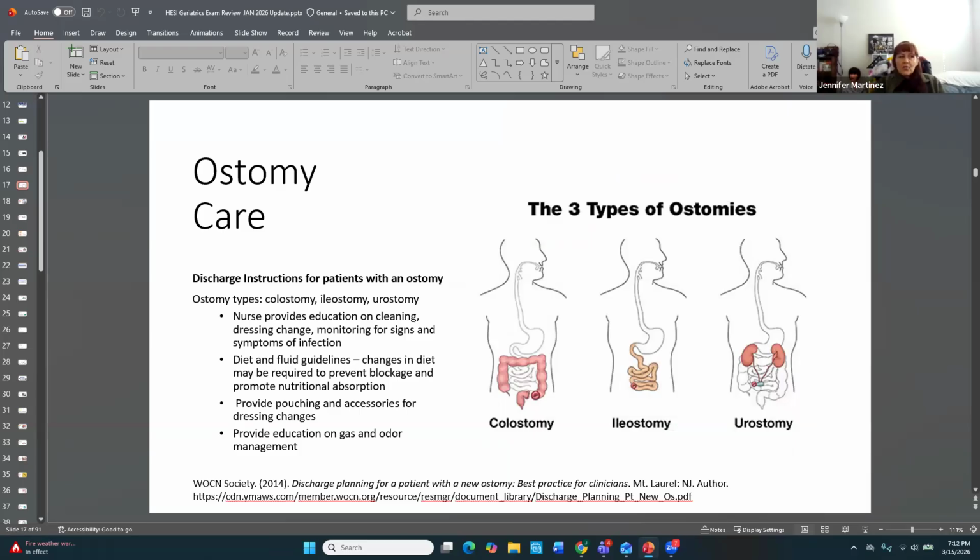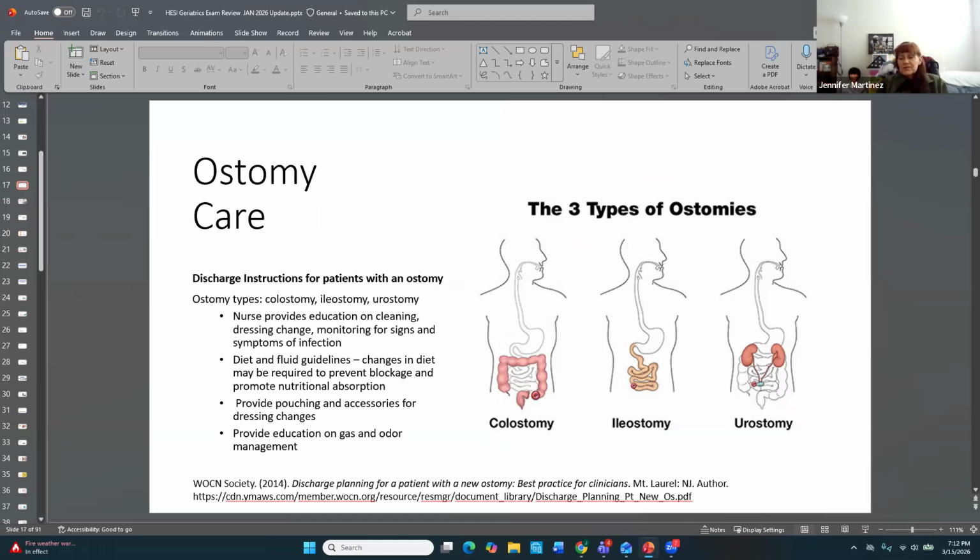With ostomies, we have three types of ostomies. We have colostomies, ileostomies, and urostomies. Okay, a colostomy is going to be done in the colon. An ileostomy is a little bit higher. A urostomy is for urinary drainage.